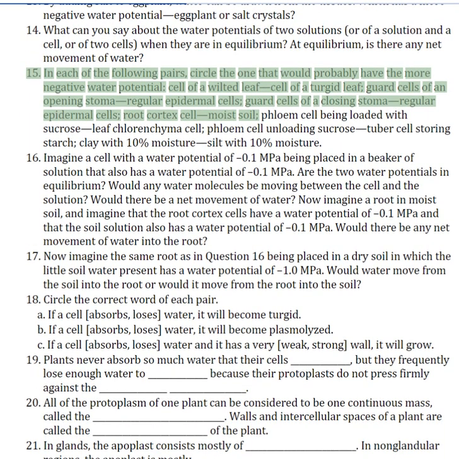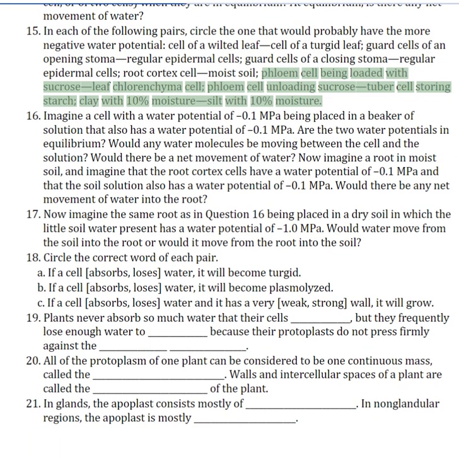15. In each of the following pairs, circle the one that would probably have the more negative water potential: cell of a wilted leaf, cell of a turgid leaf; guard cells of an opening stoma, regular epidermal cells; guard cells of a closing stoma, regular epidermal cells; root cortex cell, moist soil; phloem cell being loaded with sucrose, leaf chlorenchyma cell; phloem cell unloading sucrose, tuber cell storing starch; clay with 10% moisture, silt with 10% moisture.